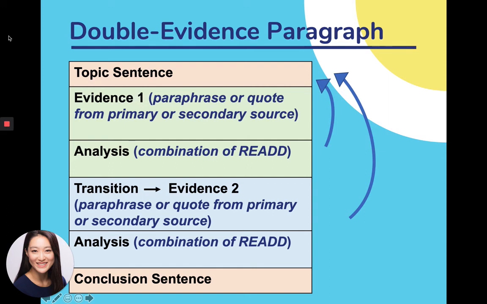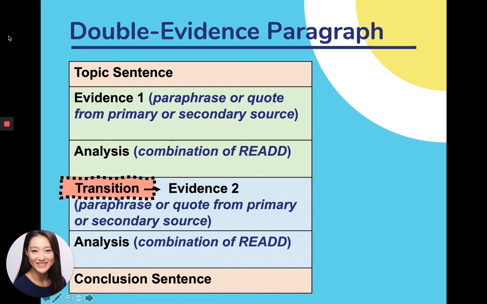When you're finished, you should see that both of these evidence analysis structures go towards developing your topic sentence because the focus has been consistent. Both of your analysis sections were focused around explaining how the evidence proves the point you're making in the topic sentence, right? So notice how focused this will force you to be.